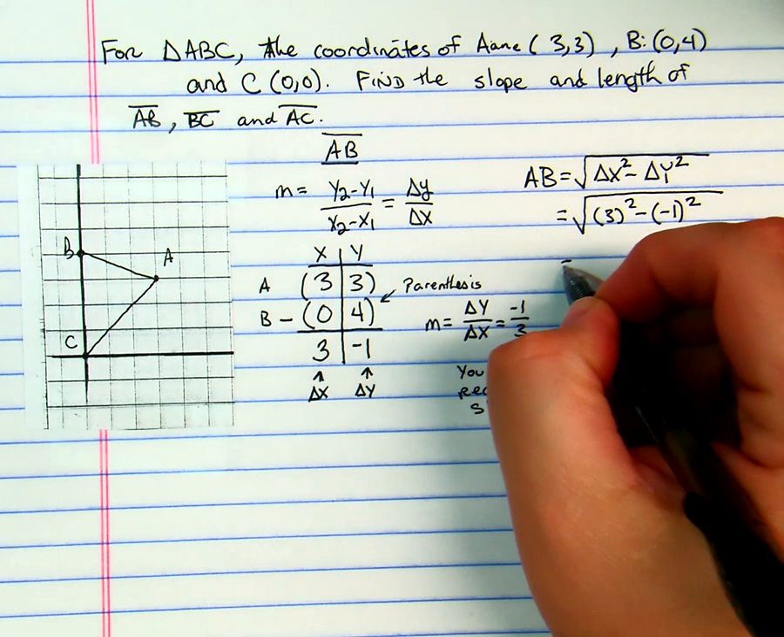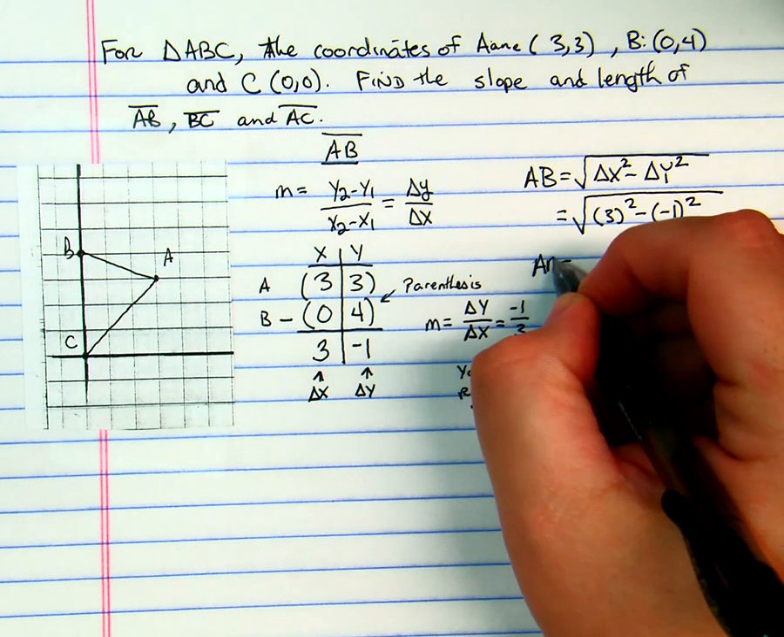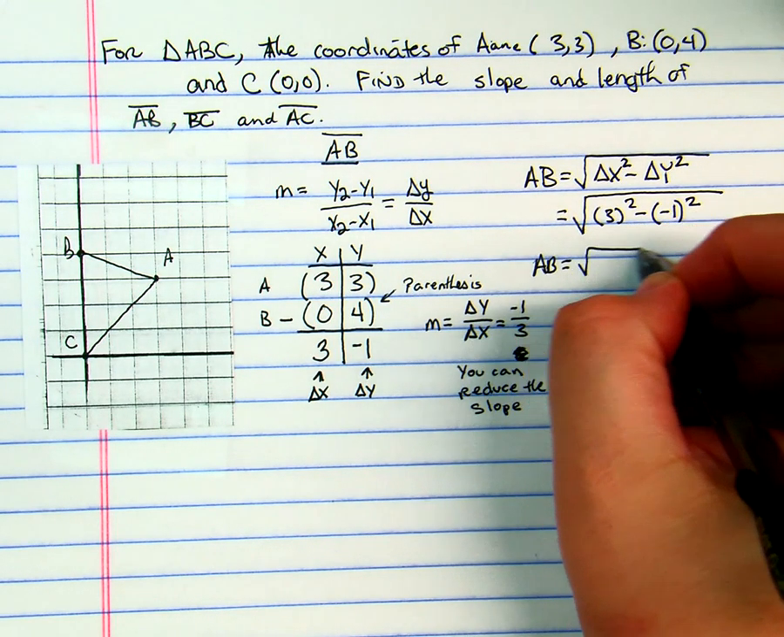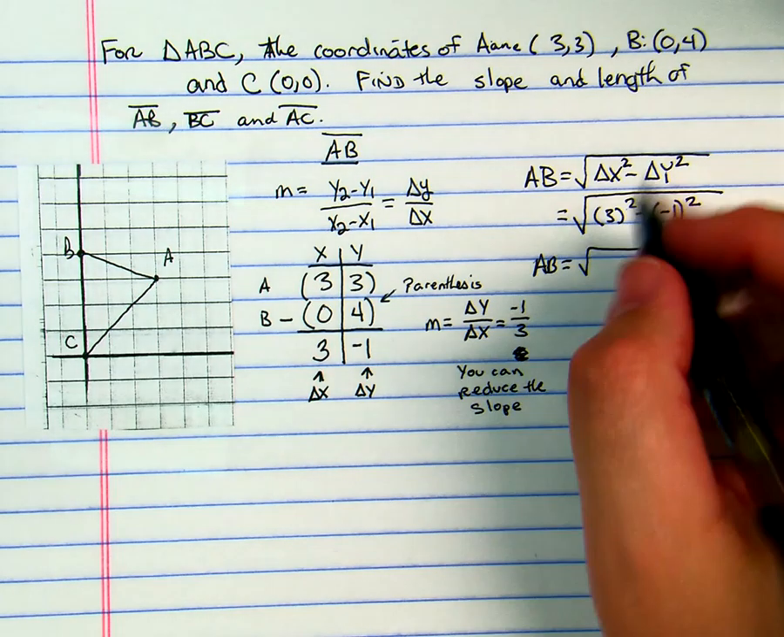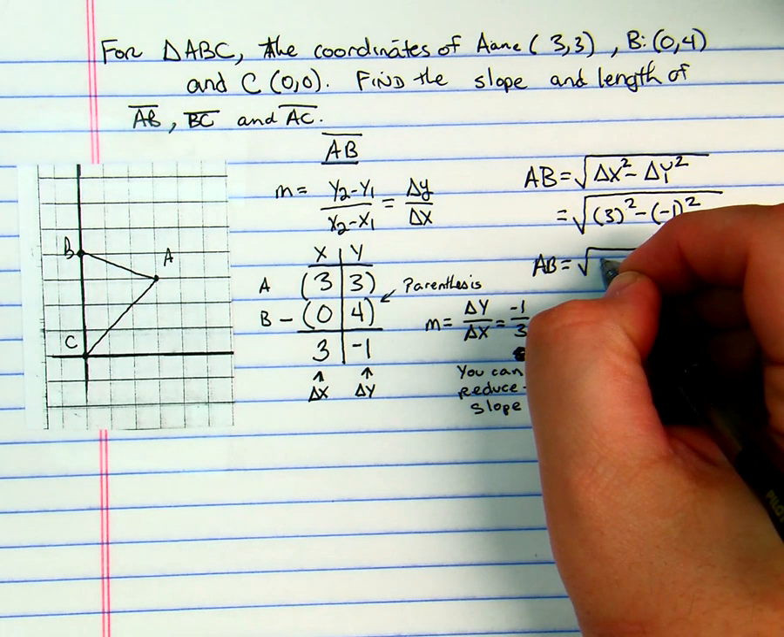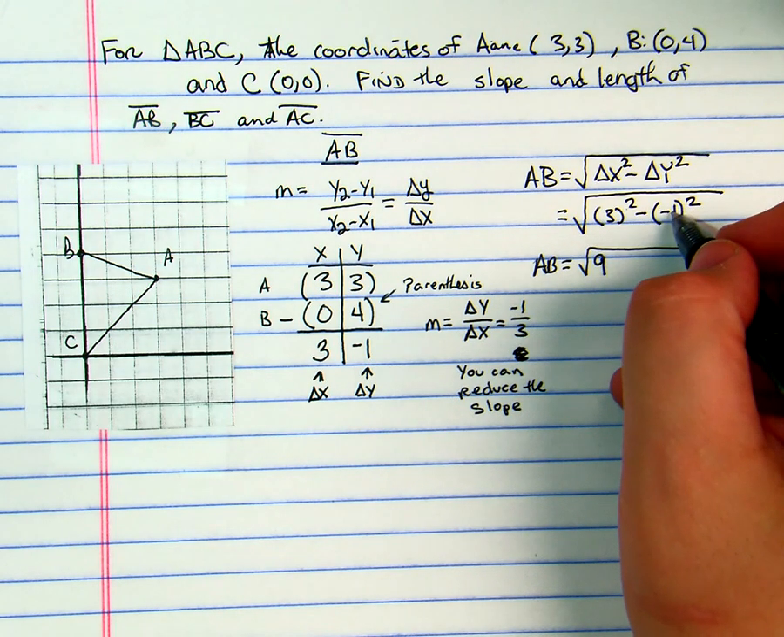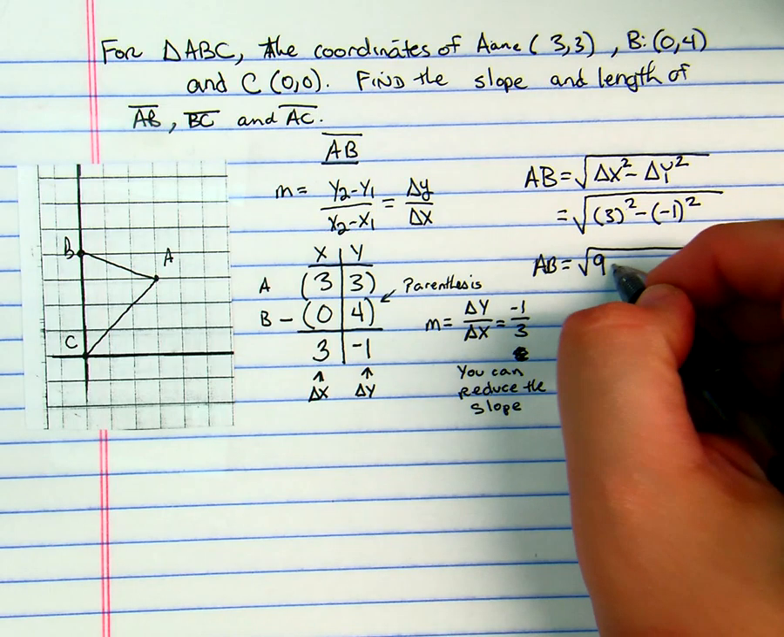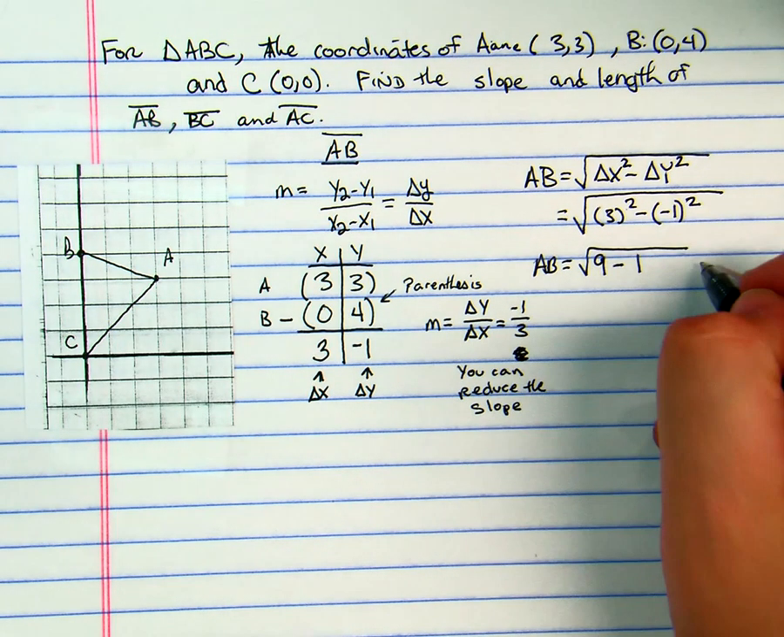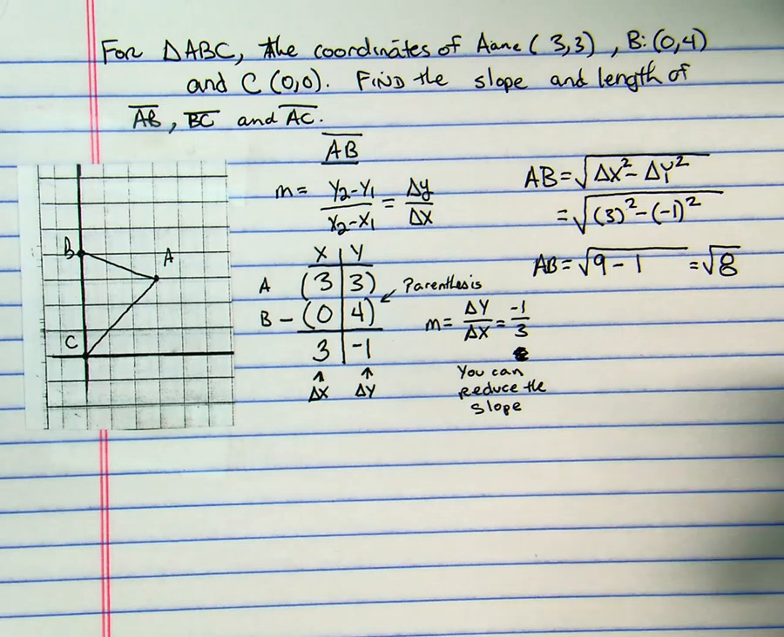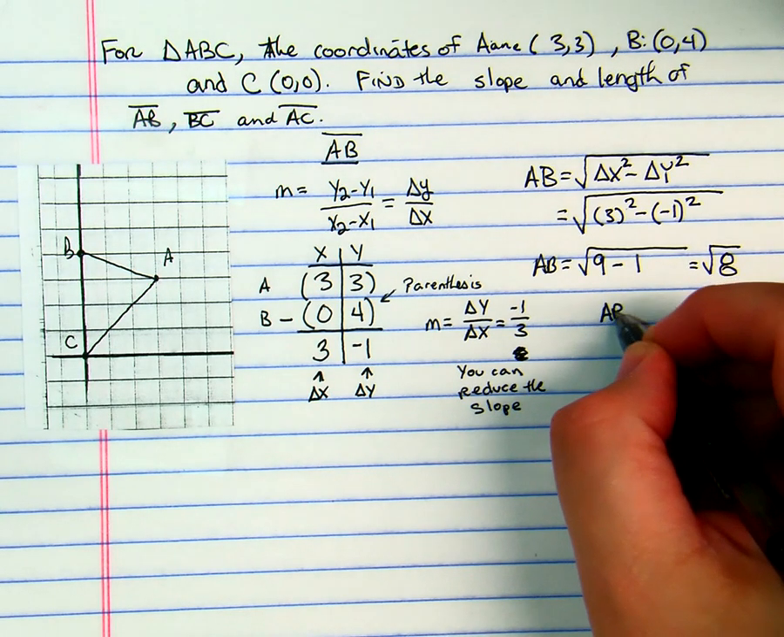So now AB is going to be, well, what's 3 times 3? 9. And what's negative 1 times negative 1? 1. So it's 9 plus 1, which is the square root of 10. So AB is equal to the square root of 10.